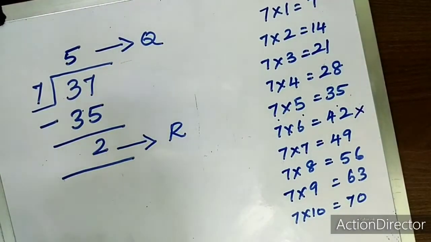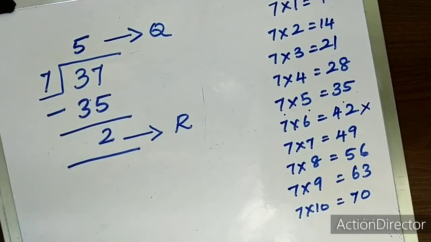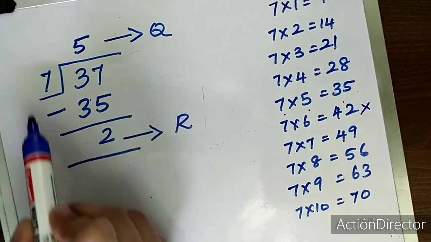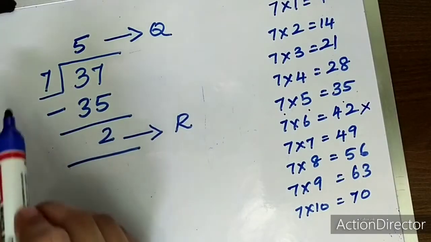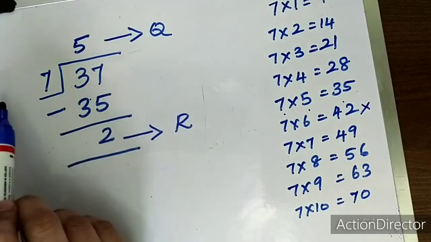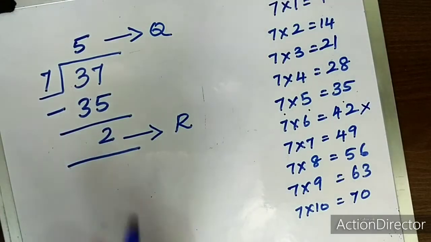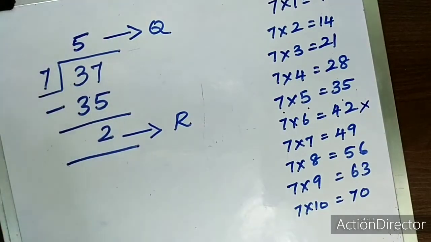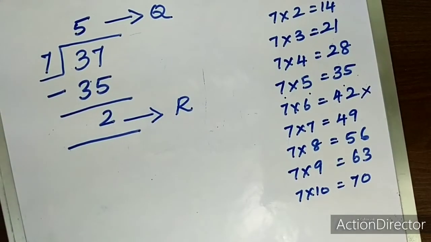Yes, so we have done the sum, we got the quotient and we got the remainder. Now we are going to check the answer. Before that, what I told: always the remainder should be less than the divisor. What is the remainder here? 2. What is the divisor here? 7. So 2 is less than 7. Please remember, the remainder you get should always be less than the divisor. So it is correct.